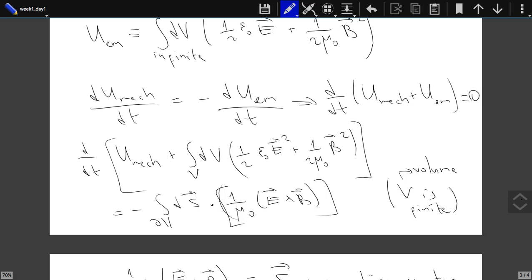Now this surface integral will be due to the current that I'm sending in and the radiation coming out. So whatever I send in should be coming out, so that the surface integral will be negative at some parts of my surface and positive at some other parts of the surface. So the sum will be 0.